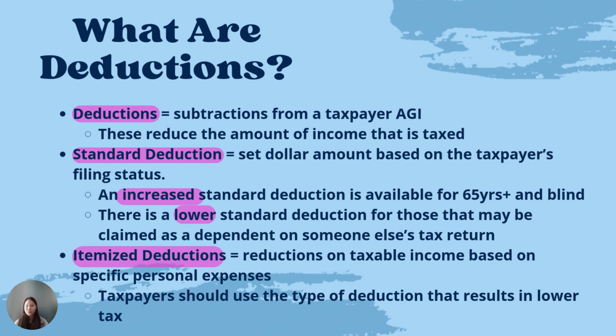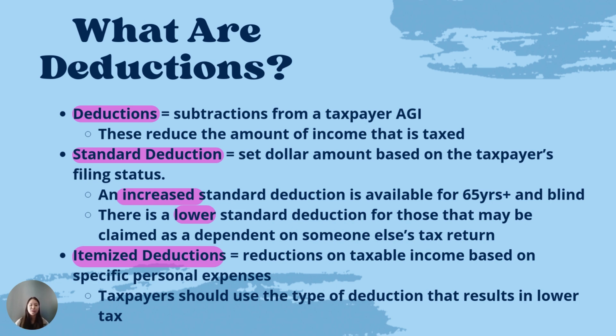There's a lower standard deduction rate for those that may be claimed as a dependent, though, on someone else's return. So I'm a high school student. I'm able to be claimed as a dependent. If I was filing for the standard deduction on my tax return, then I would have a lower standard deduction than someone who's already filing single because I can be claimed as a dependent on somebody else's return.